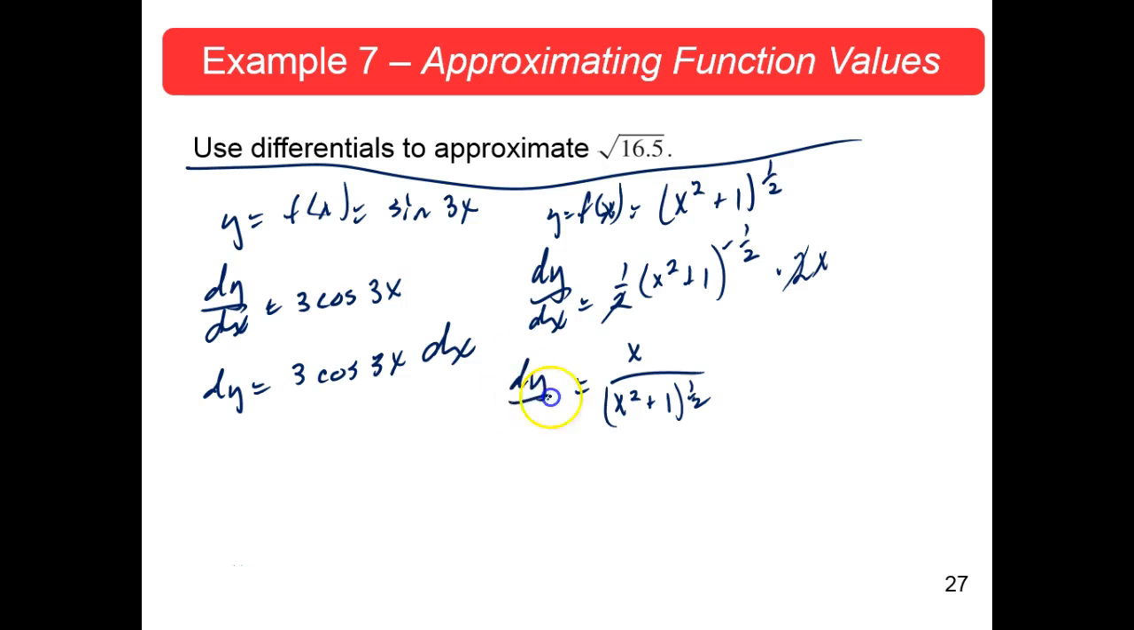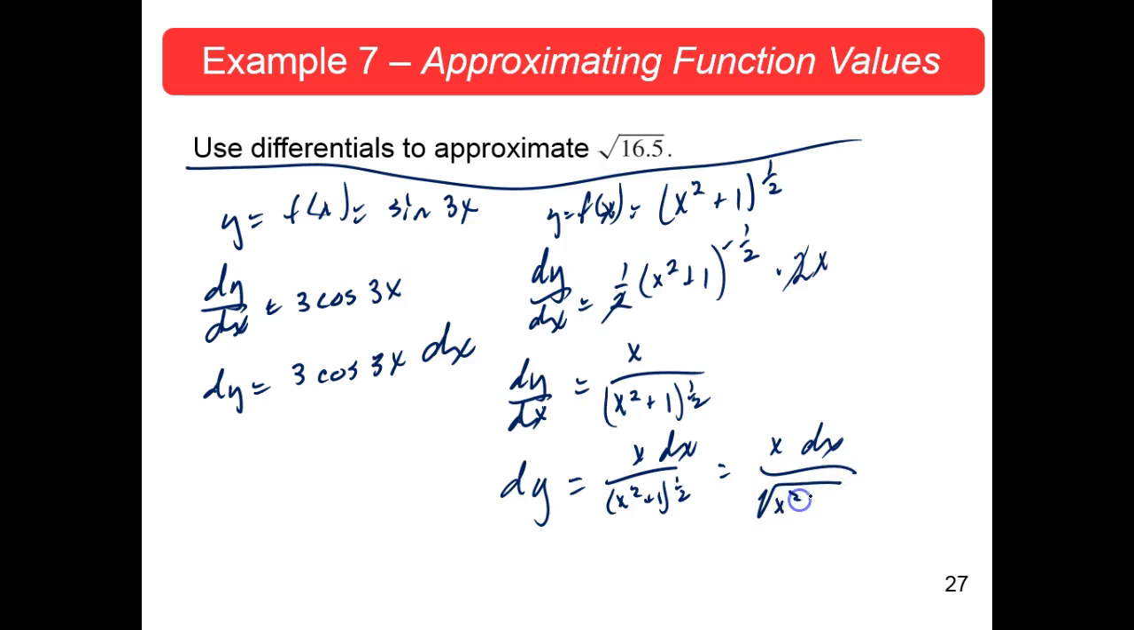So here's your dy dx. So let's write that in differential form. What would that be? Find the differential. You must multiply by dx. Yes, so dy is equal to x dx over x squared plus 1 to the 1/2. You could have left that upstairs with a minus exponent if you wanted to, but they actually took it one step further and said x dx over the square root of x squared plus 1.